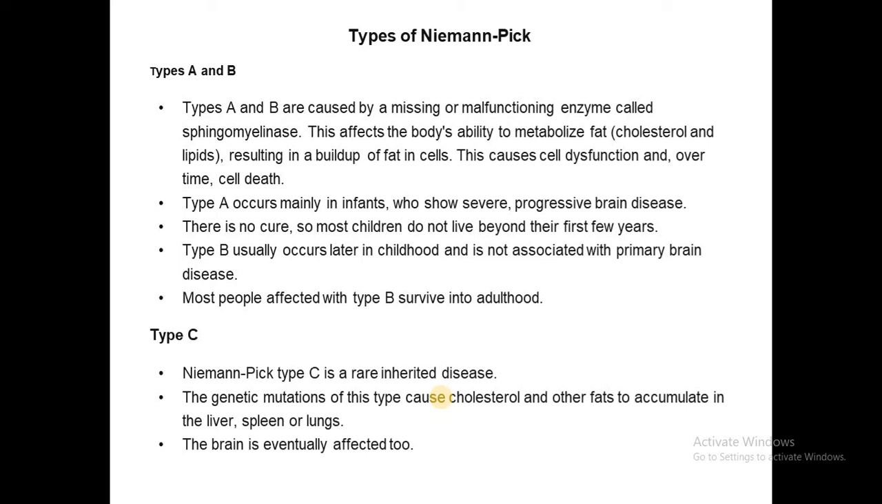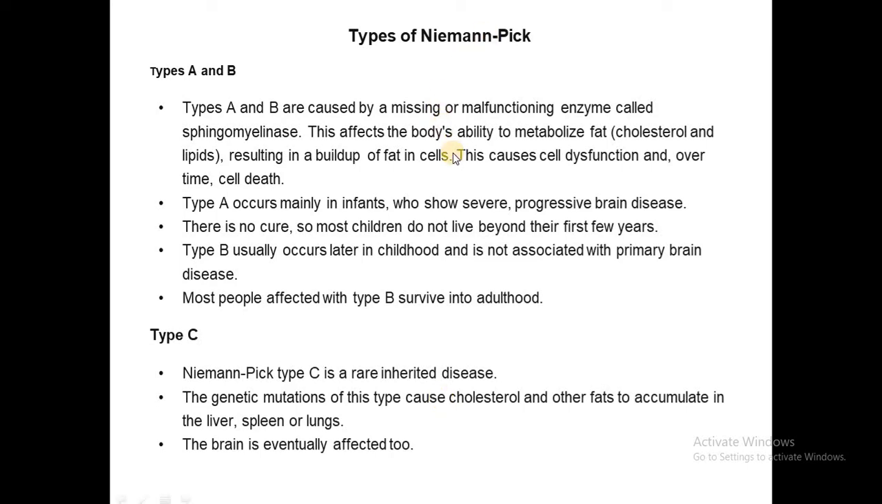Type C is a rare inherited disease. The genetic mutation of this type causes cholesterol and other fats to accumulate in the liver, spleen, or lungs, and the brain is eventually affected too. So type A and B mostly affect the brain only, but type C causes accumulations in the liver, spleen, and lungs, and also the brain. It is a very rare inherited disease.